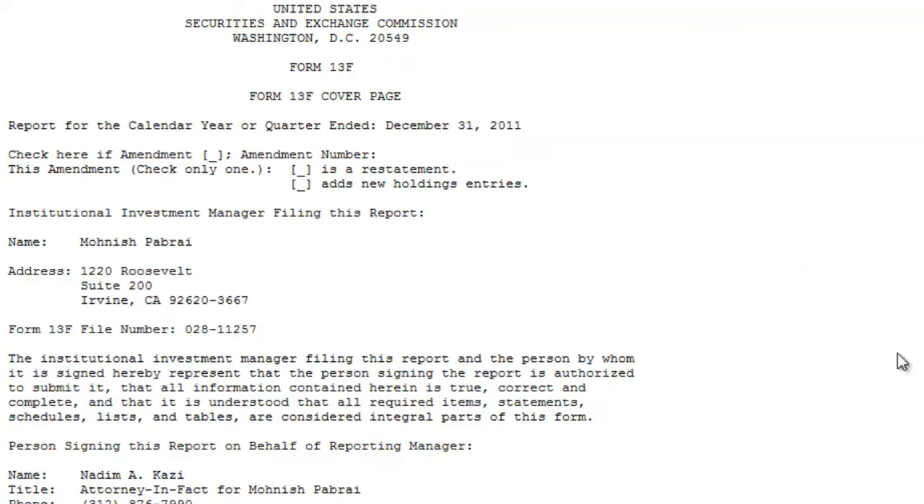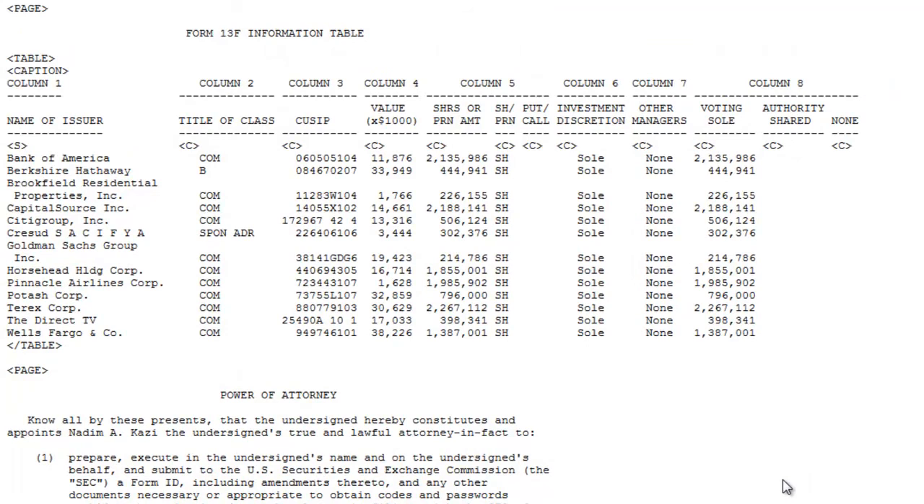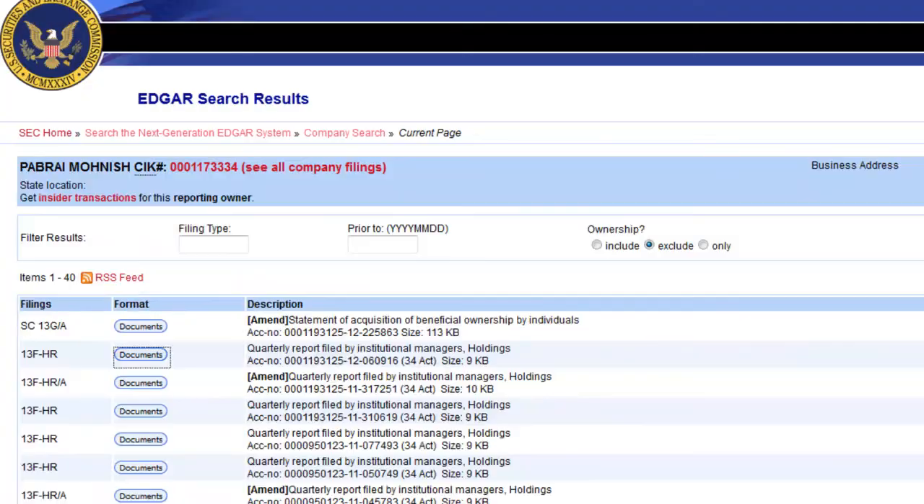And here we are. We are taken to a form 13F as indicated on the top. And again, we also probably want to check if we are at the right place. And here's his name. So we are at the right place. We can scroll down. And here we have a list of the investments that are included in his fund: Bank of America, Berkshire Hathaway, Brookfield Residential Properties, etc. Let's go back and try out someone else.